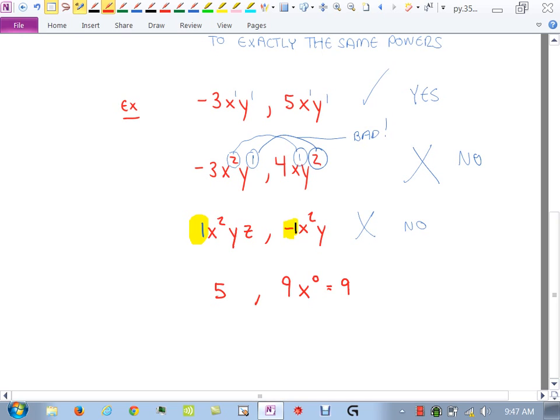Now, do these look the same? Are 5 and 9 like terms? Well, you have to think about this a little bit, because it's confusing if you say they have to have the same variables, but they don't have variables. So don't overcomplicate it. Just look at it. 5 and 9, aren't those just numbers? Can't you put 5 and 9 together, like add or subtract?